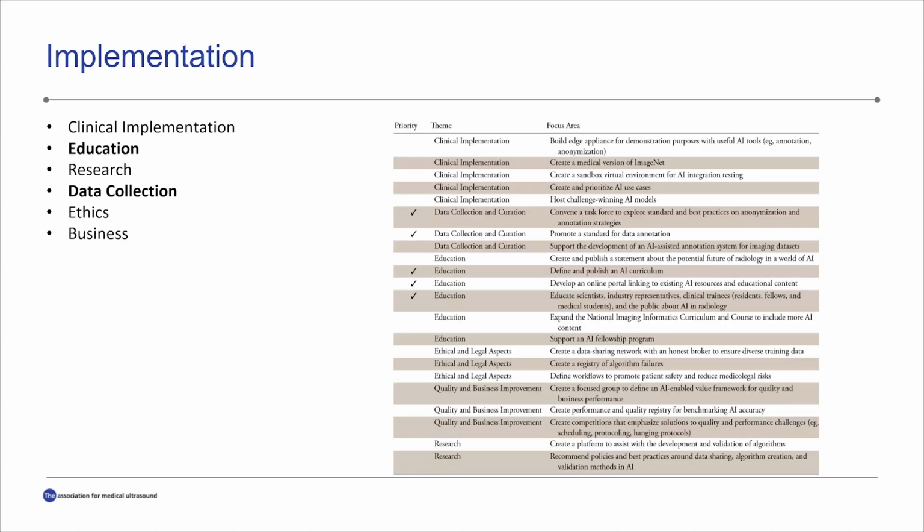They've actually taken AI and subsetted it into 6 different categories: clinical implementation, education, research, data collection, ethics, and business. And within these different areas, they've highlighted some of the more important ones for us, education and data collection being the ones that they feel we should be focusing the most on. But AI can apply to all of these different areas. And as you can see on the right, there's a table of all the different things that the RSNA is working on within these different themes in AI.